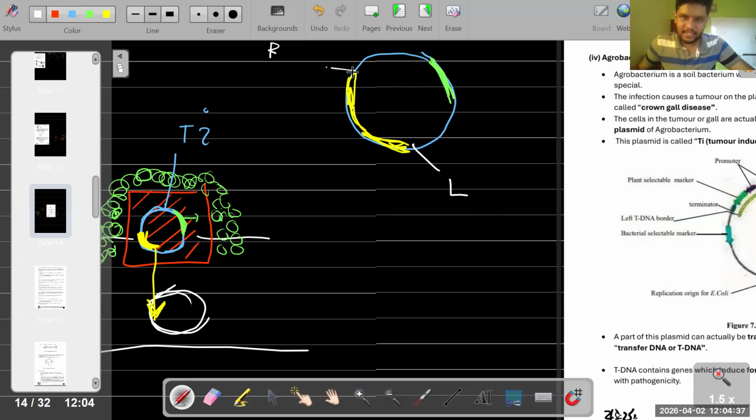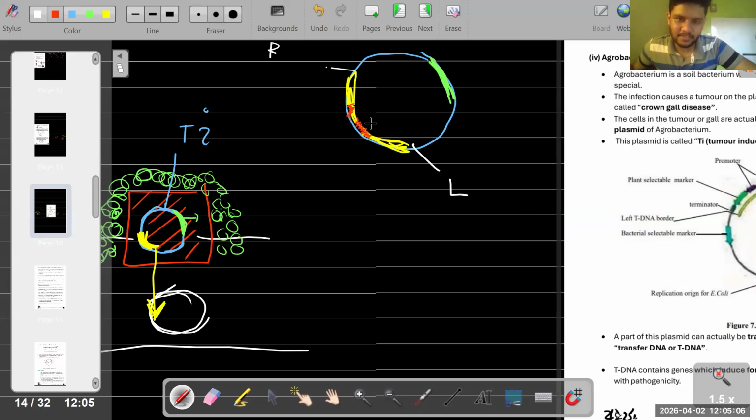Now, this yellow color one, the transfer DNA, has right and left border sequences. And what is the function of this? Transfer DNA induces what? Induces tumor formation. And the second one, it controls pathogenicity. If anything controls pathogenicity, it has something called virulent genes.